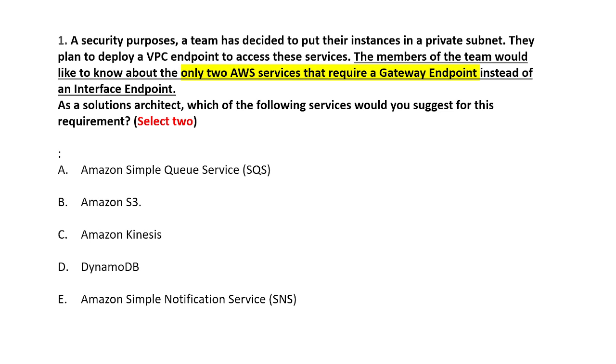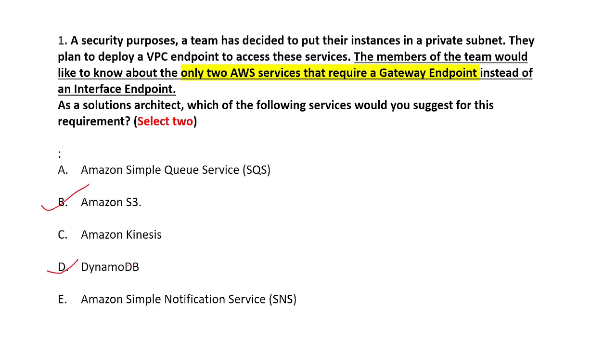So we know in a VPC there are two types of endpoints: gateway endpoints and interface endpoints. They clearly ask we need to choose two and only two services that require the gateway endpoint instead of the interface endpoint. This question is very simple. We need to select two options, so I'm going to choose S3 and DynamoDB.